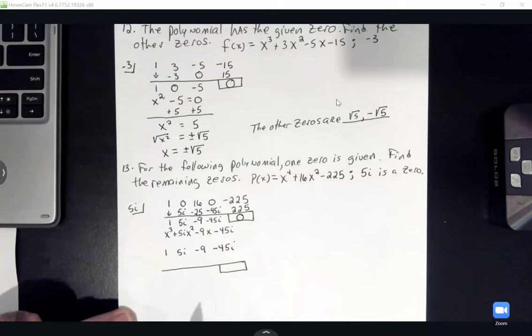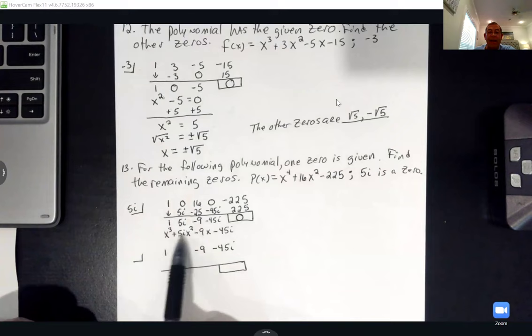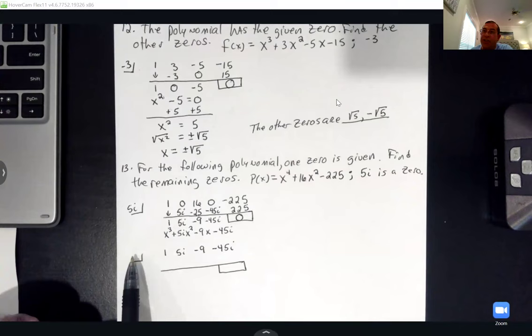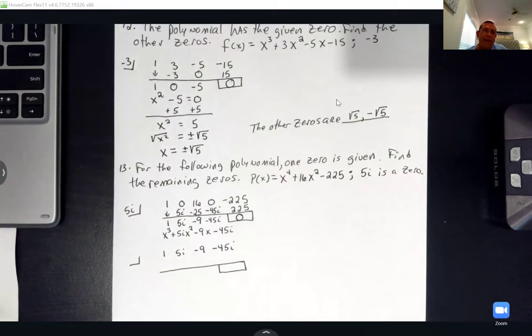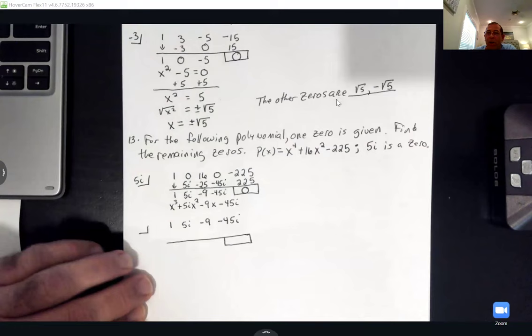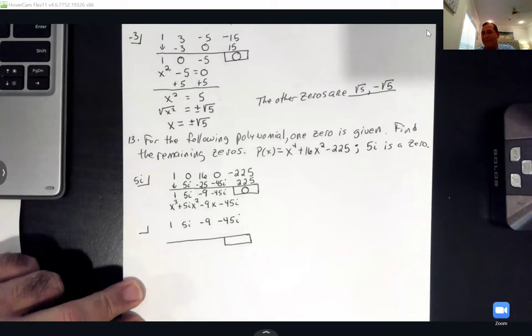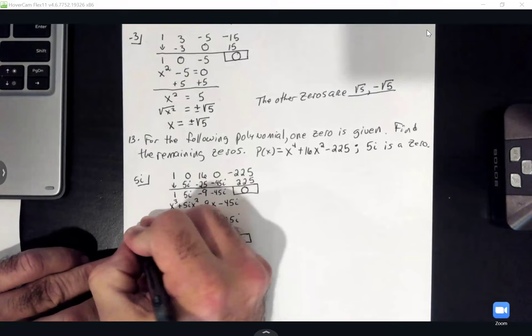Mm-hmm. But y'all, I need a zero that I can try. They gave me 5i, and I divided it out and got what was left. So what is the next zero I should try? And this will be something we learned last week. So y'all, what y'all got to remember, if 5i is a zero, then what also must be a zero? Negative 5i. Good job. Because remember, those always come in conjugate pairs.